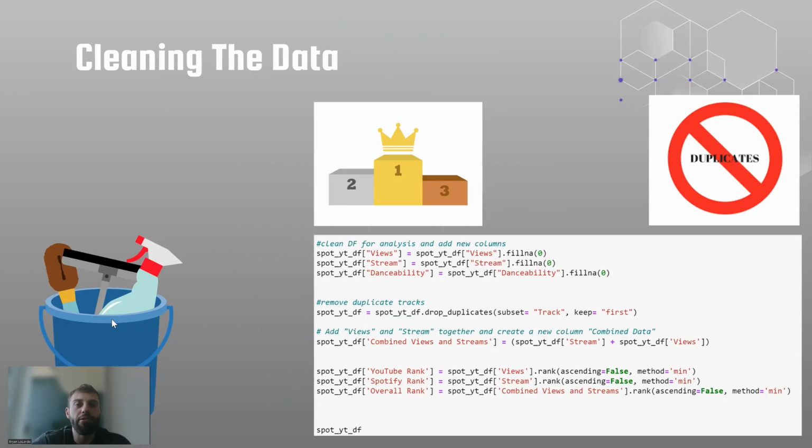The next thing we needed to do was clean the data. And what we went about doing so was removing any NA values and replacing them with zeros, adding rank columns for YouTube, Spotify, and overall, and then removing any duplicates when there were tracks that came up with two artists. They would have duplicate soundtracks like Despacito being 1 and 2.